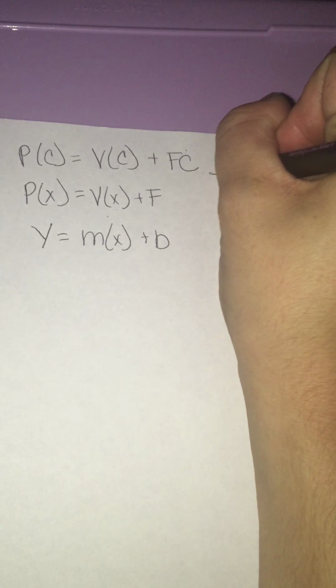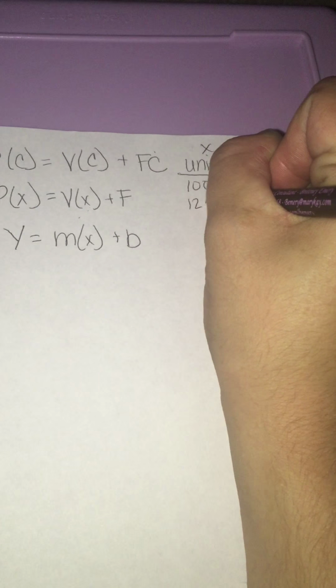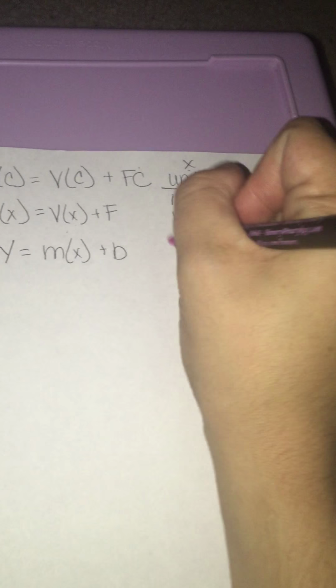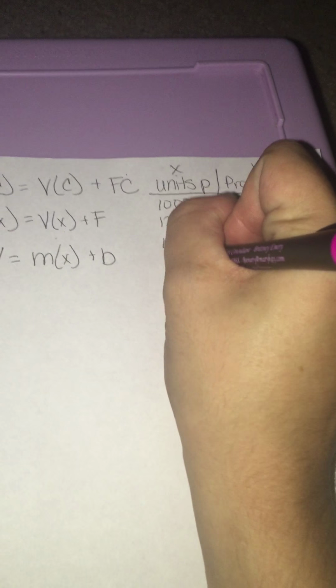Now let's write all the information that your page gave us. I'm going to write the X's first: 1,000, 1,250, 1,500, 2,000. Now we're going to write the amounts of the production cost.